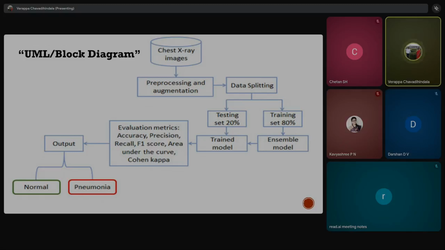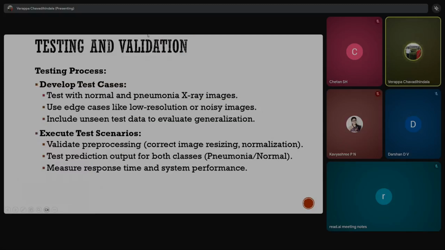After that, we train the model. Then the evaluation metrics: accuracy, precision, recall, and F1 score. The F1 score is a machine learning evaluation metric that measures the model's accuracy by combining its precision and recall. As output, if I give any image, it will detect whether it is a normal or a pneumonia detected X-ray. Over to Chetan Kumar.